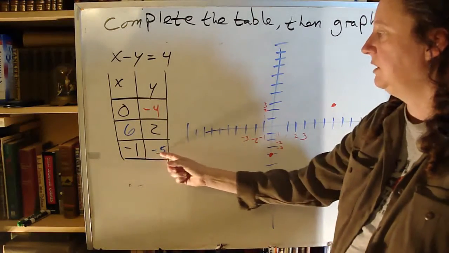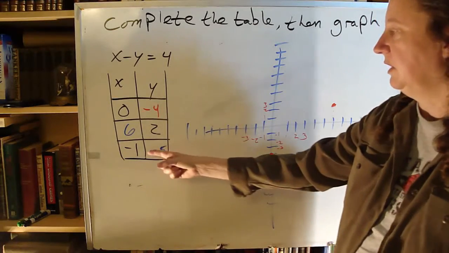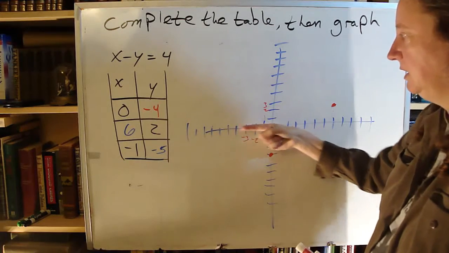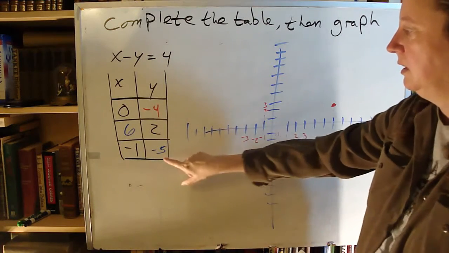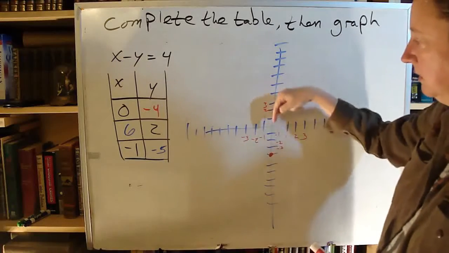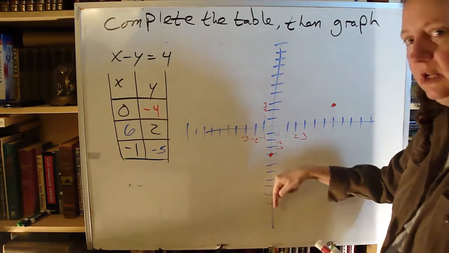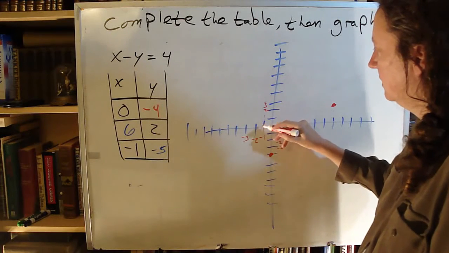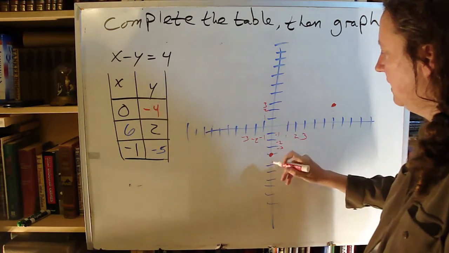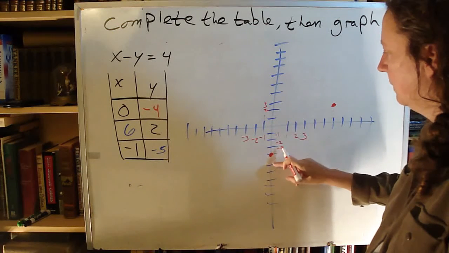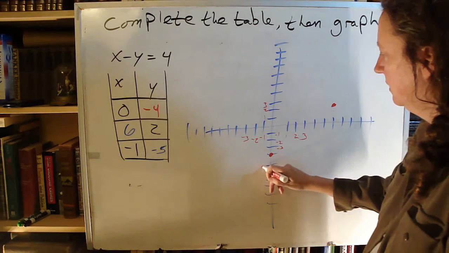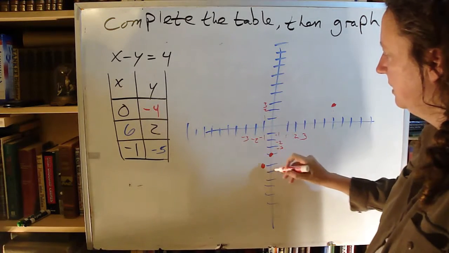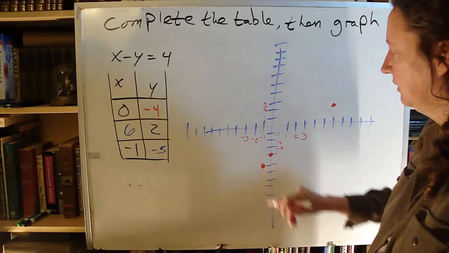Last one, -1, -5. So that's -1 in the x direction. So that's going in the negatives for the x. And it's negatives for the y. So we're going down into the negatives for the y. Okay, so -1 is right here. Count down to -5. 1, 2, 3, 4, 5. That would be here, where the two lines would meet. My line for the -1, my line for the -5. There's my dot.